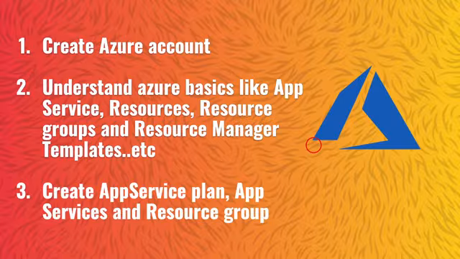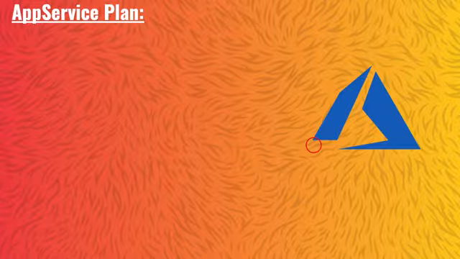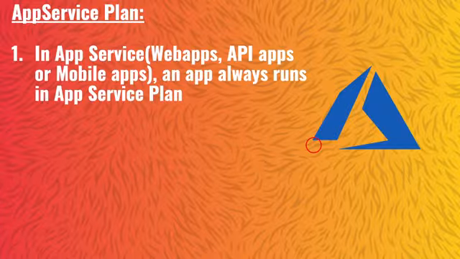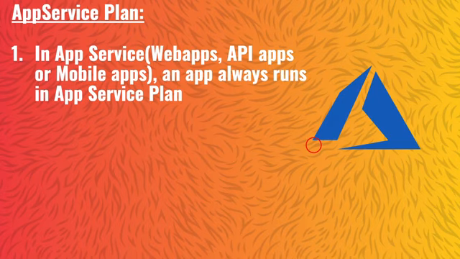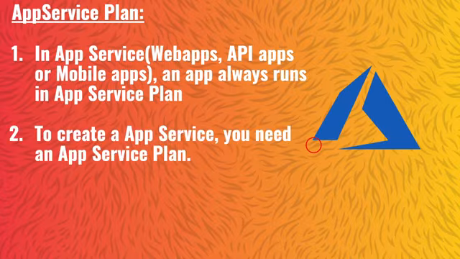So I'm going to explain what is the app service and what is the app service plan and the resource group here. First of all, I would like to discuss the app service plan. So in app service, we have a couple of apps: web apps, API apps or mobile apps. An app always runs in an app service plan. So to create an app service, you need an app service plan. Without an app service plan, you can't run this app service, guys.